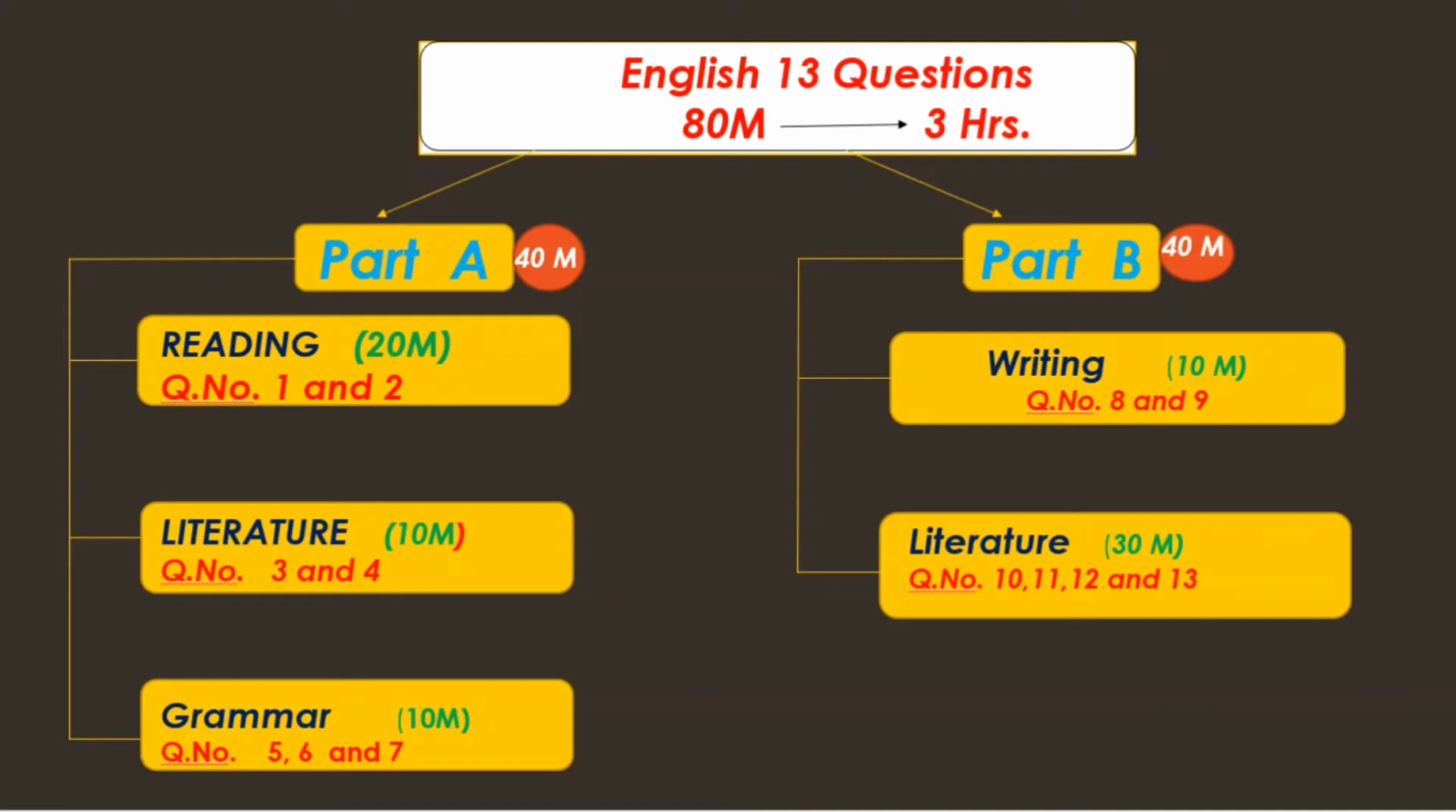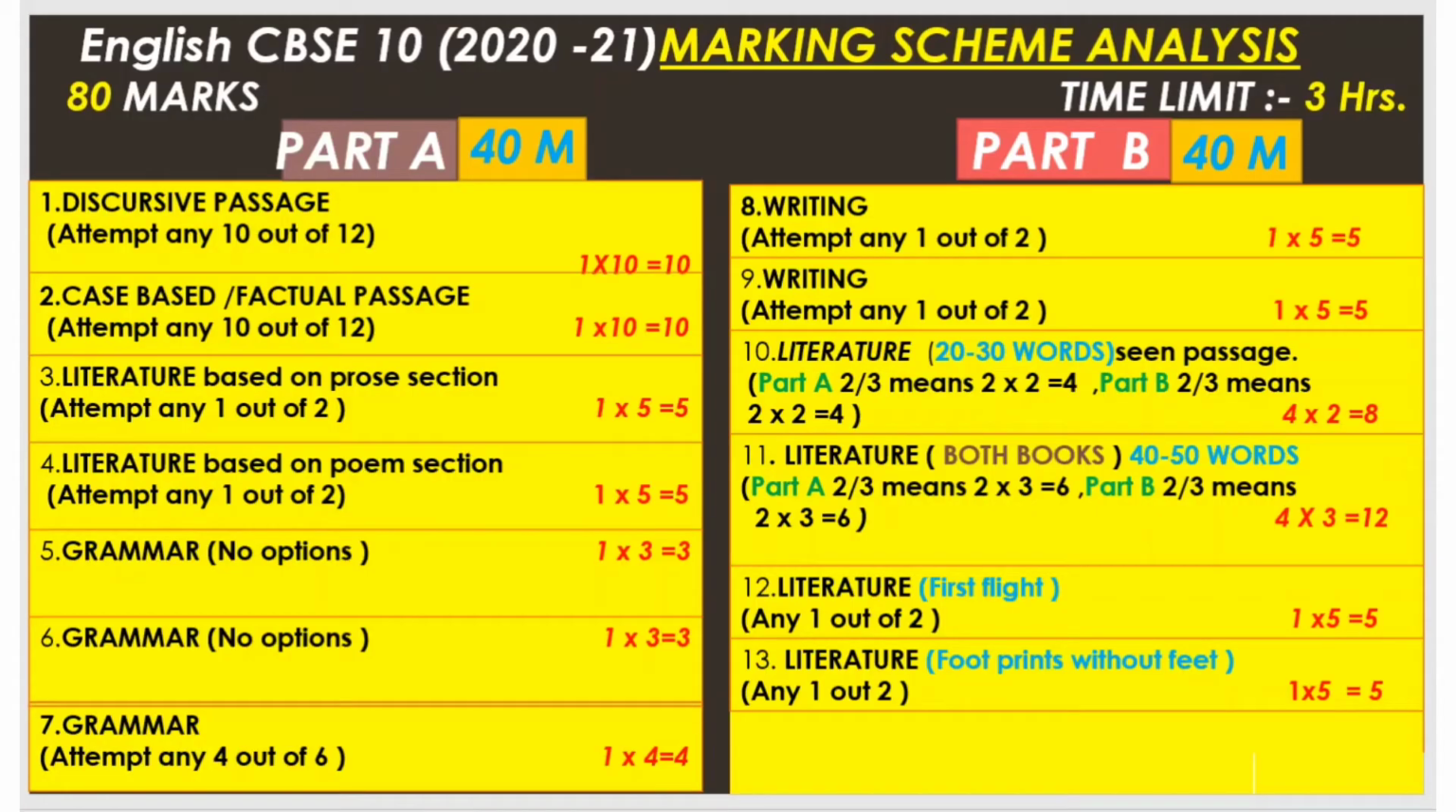Okay, so let's now move to the detailed analysis mark wise and question number wise, that is from question 1 to question 13. What are the different types of questions covered, how many marks are allotted for each, and all these things. So let's analyze the marking scheme question wise. Your paper is divided into two parts, part A and part B. Each section carries 40 marks. Under part A, you're having questions 1 to 7. Let's start with part A.